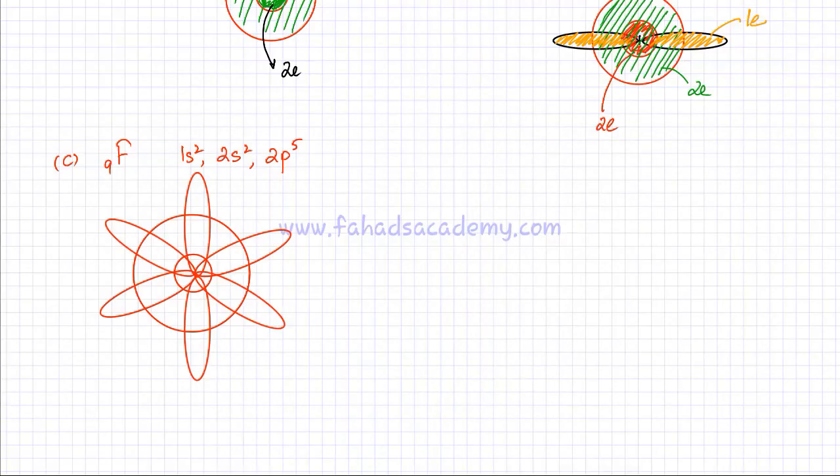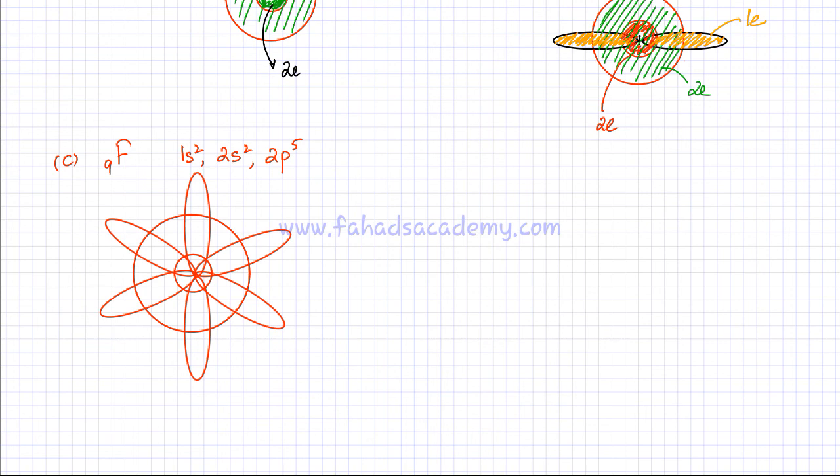In this third example, I'm going to write the electronic configuration of fluorine. Again, I'm going to follow the same low to high energy orbital arrangement that we discussed earlier. So 2 electrons would go into the 1s subshell, 2 electrons would go into the 2s subshell, and 5 electrons would go into the 2p subshell.